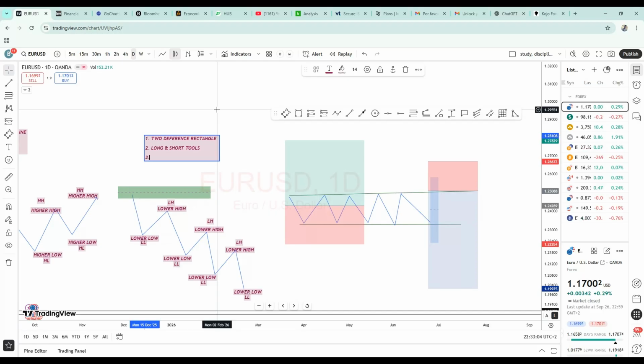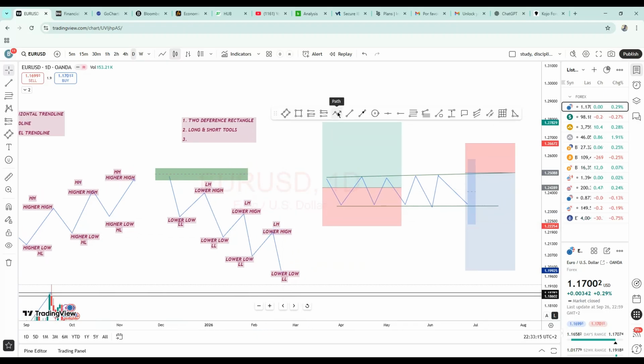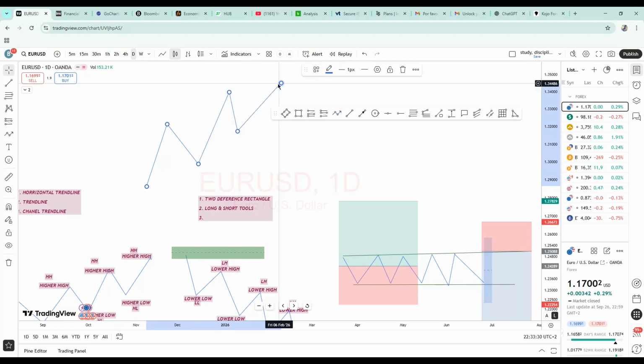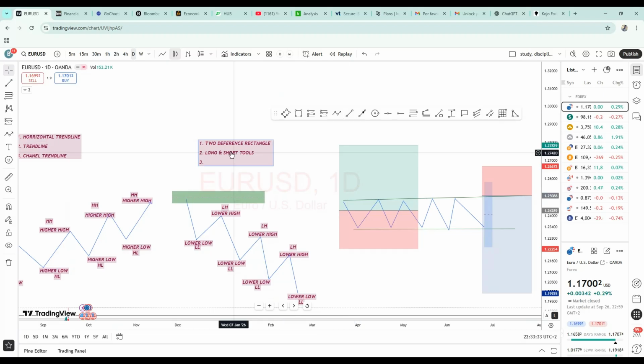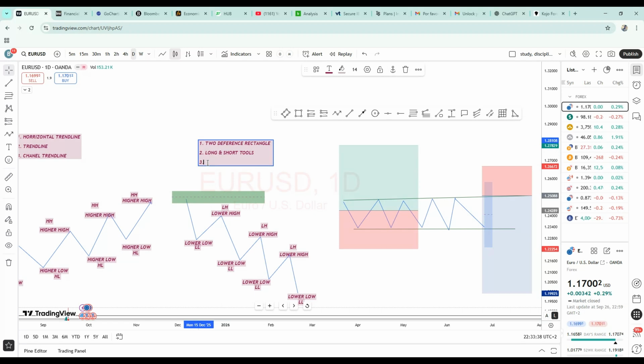Now the third one is the path. It is called path. This one that I used to mark this zigzag line. It is called path tool. You can see it popping up on my screen. So if I'm willing to make an indication of how the market moves, I can make it like this. You can see this is called a path tool. All right, path. I'm putting it down there. It's called path. Simple. That's it.